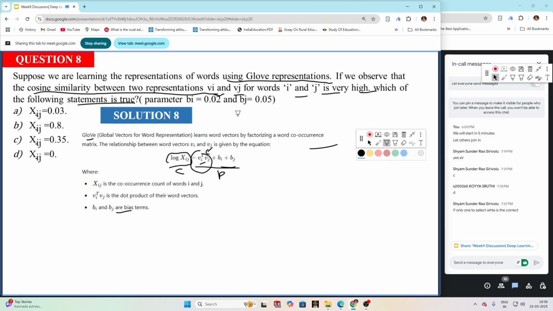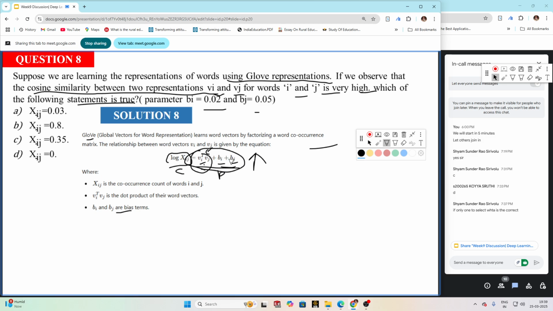Here it has been told the cosine similarity is high. Second, the values of the biases are very low, that is 0.02 and 0.05. So what can we say for X_ij? This term is high, and these two terms are also positive, so our X_ij should also be high. v_i transpose v_j is not given; it is just saying that the dot product or the cosine similarity is high, that is all. So the right hand side value will be large.